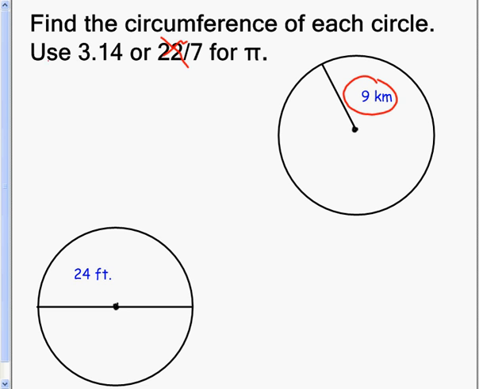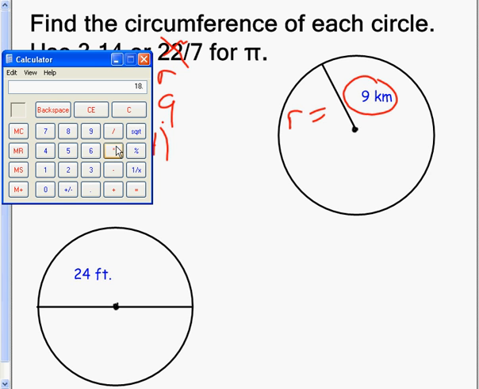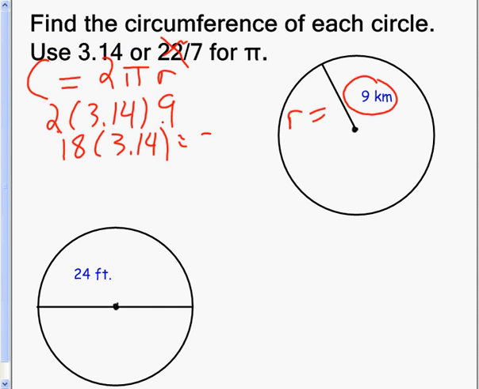So, circumference equals, over here this covers only part of it, so that's going to be our radius. So we're going to want to use 2 pi r. So 2 times 3.14 times 9. To make this a little bit easier, we can actually multiply 2 times 9 first to get 18 times 3.14, and then I'll use my calculator. I get 56.52. Rounding to the nearest tenth, we're going to round down to 56.5 kilometers.